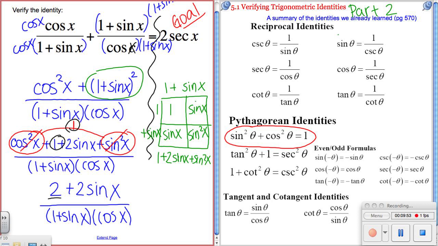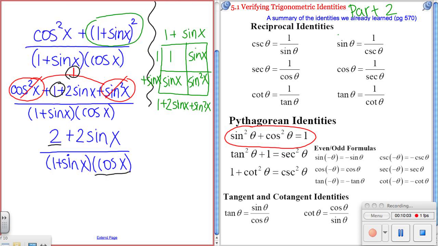Remember, we said that we want to leave this cosine here. We don't want to get rid of this cosine because of our goal of secant. I also see a 2 involved, and I need a 2 secant, so I need that 2 to stay in the numerator. The problem is that it's right now 2 plus 2 sine x. I'm going to factor the 2 out of those pieces because it's the same. And remember, factoring out the greatest common factor is one of our guidelines. What am I left with if I factor out a 2? I'm left with 1 plus sine x.